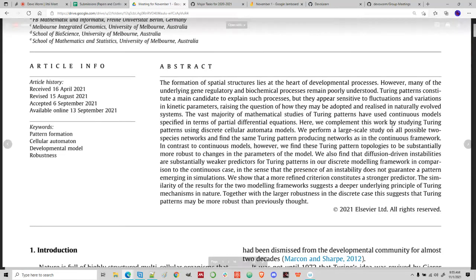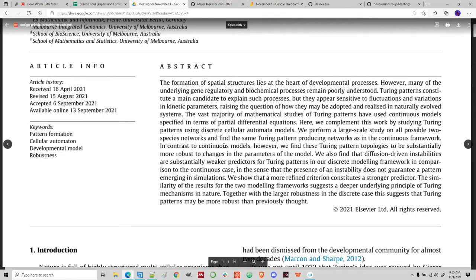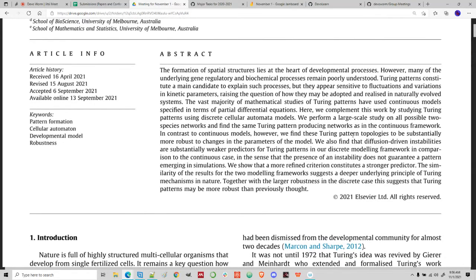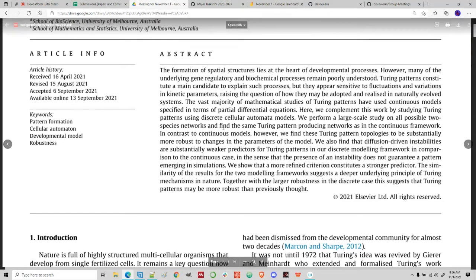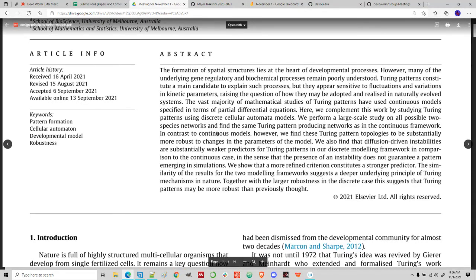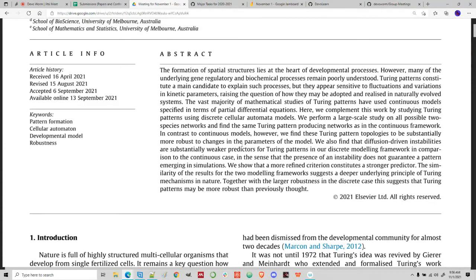So here we complement this work by studying Turing patterns using discrete cellular automata models. So now they're using, and I know we've talked about using cellular automata to look at different patterns on seashells or on other things. So here they're actually replacing the partial differential equation using these discrete cellular automata models. We perform a large-scale study in all possible two-species networks and find the same Turing pattern producing networks as in the continuous framework. In contrast to continuous models, which are the equations, we find these Turing pattern topologies to be substantially more robust to changes in the parameters.